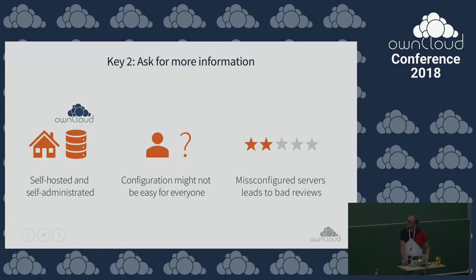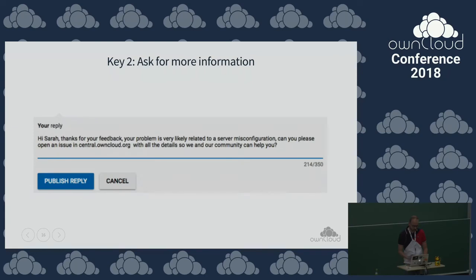The key two is to ask for more information. As you know, ownCloud is self-hosted and self-administrated, and sometimes the users don't know exactly how to configure it properly, and we don't get the good reviews that we should have in the app, because the users, for example, see errors in the app, and they think that the problem is in the app, but sometimes it's on the server side. Okay, and that's why we need to always ask for more information.